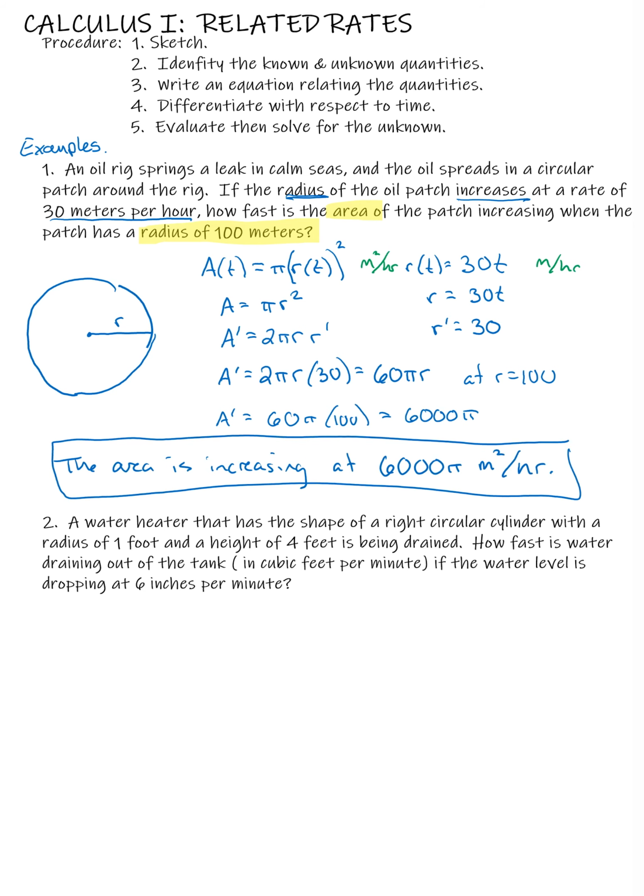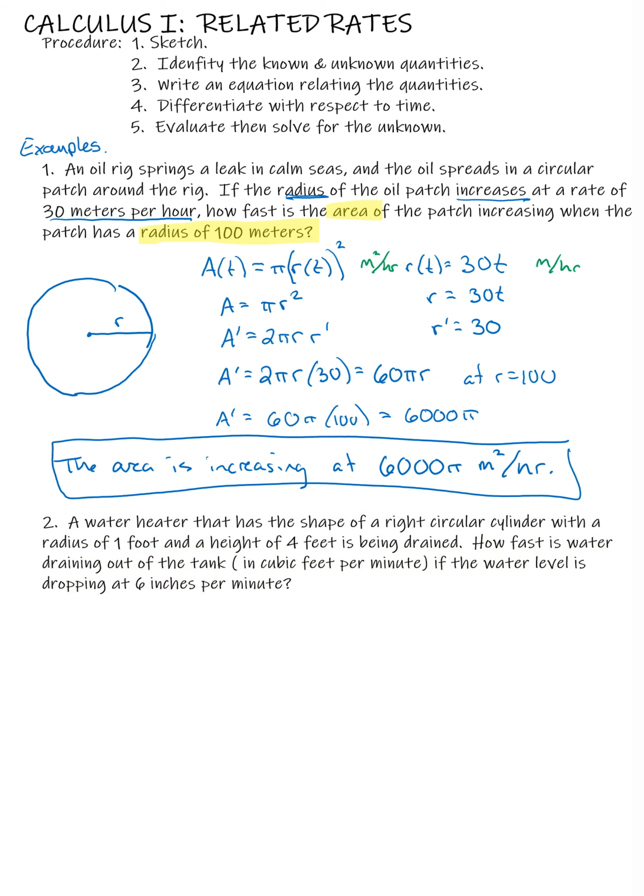All right, let's also take a look at example 2. A water heater that has the shape of a right circular cylinder with a radius of 1 foot and a height of 4 feet is being drained. How fast is the water draining out of the tank in cubic feet per minute if the water level is dropping at 6 inches per minute?